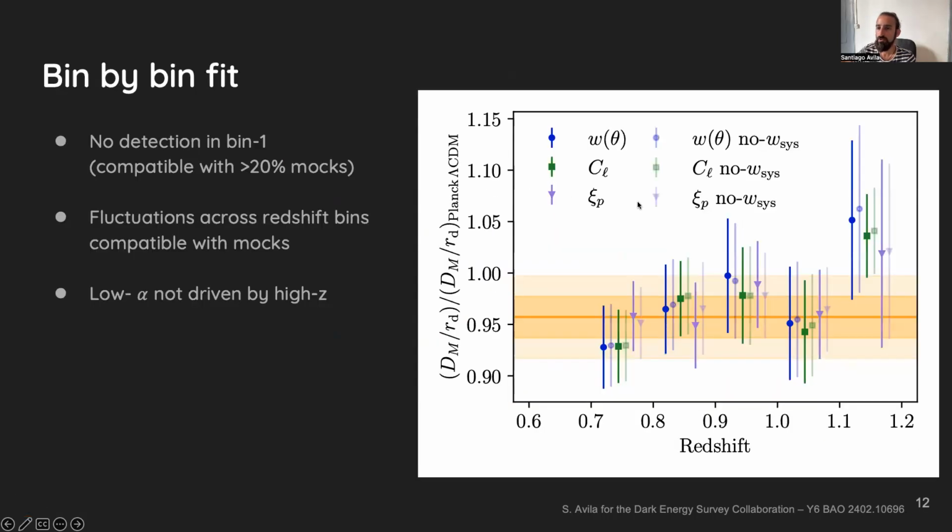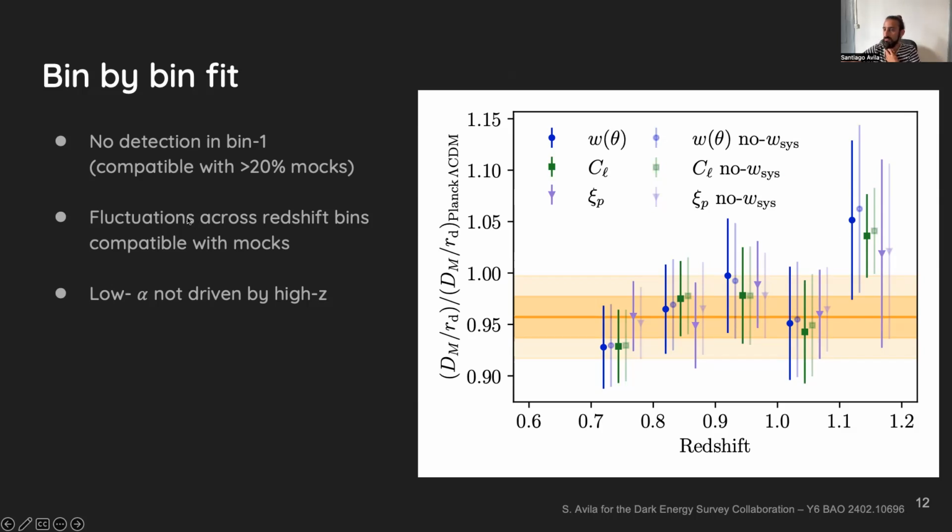And then if you're wondering, why don't you actually do it bin by bin? We want to have large signal to noise, and if we do it bin by bin, we have smaller signal to noise. For example, on the first bin we don't have a detection. And this is where we get bin 2, bin 3, bin 4, 5, and 6.